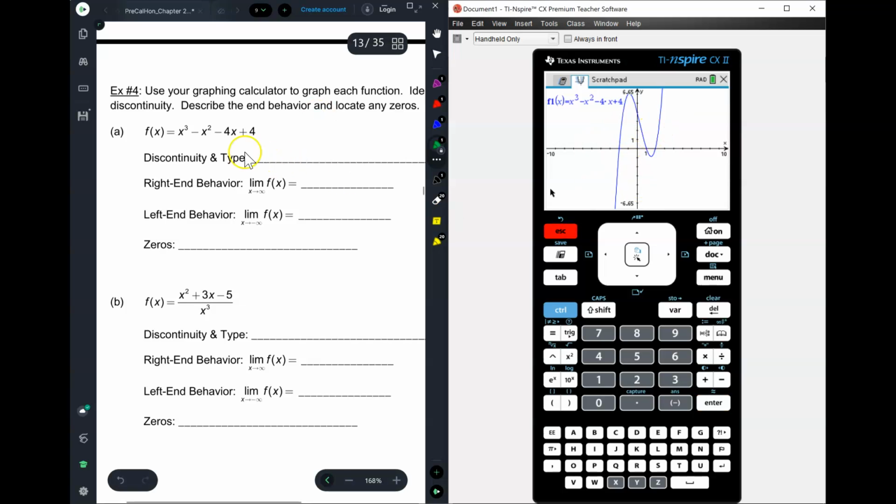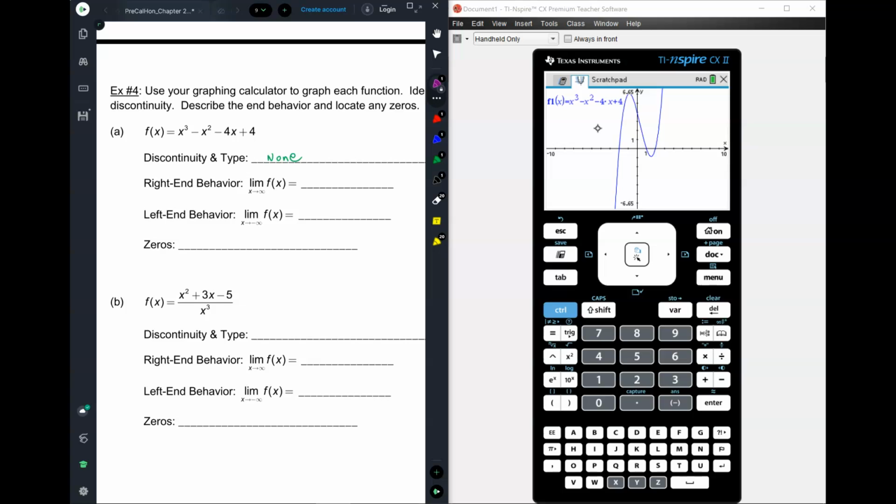All right. And so it says, is there a discontinuity and a type? So you look here. Are there any breaks in the graph? Are there any vertical asymptotes in the graph? No, there are not. So I say none. There are no breaks, no gaps, no holes in the graph. It is just a smooth function. You can graph the whole thing without taking off your pencil from the paper. All right, that's how you know it's continuous.